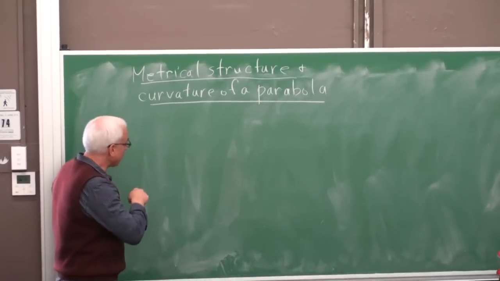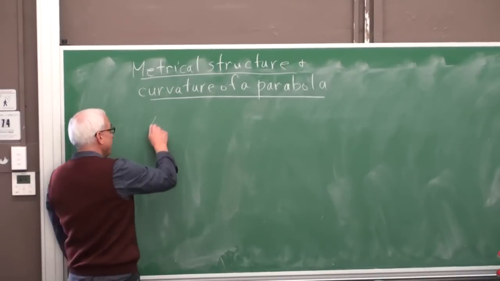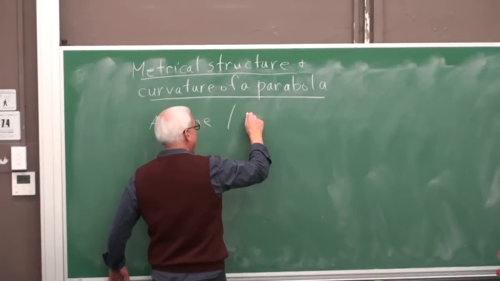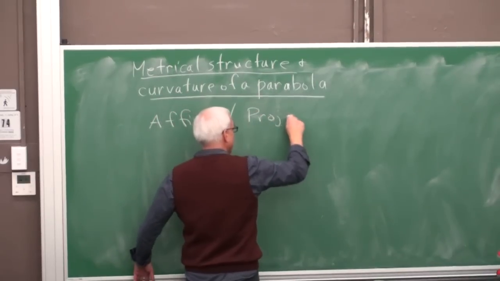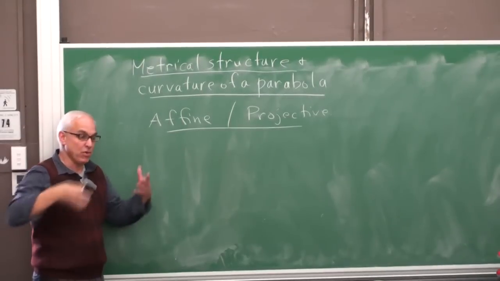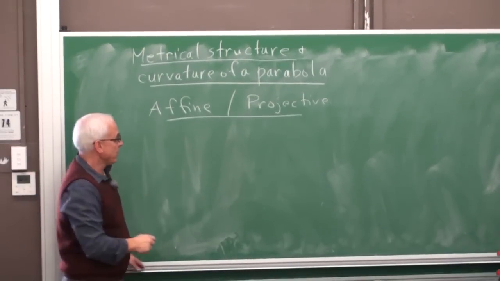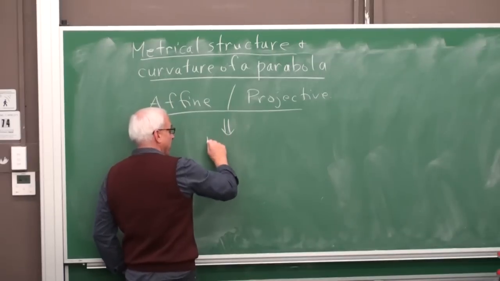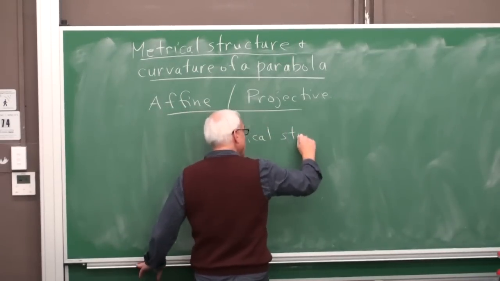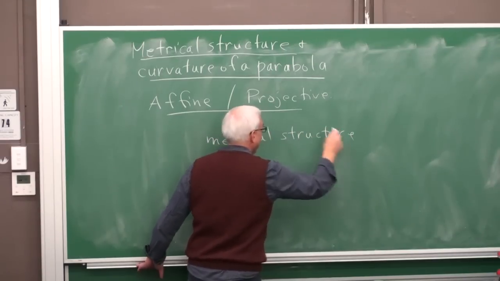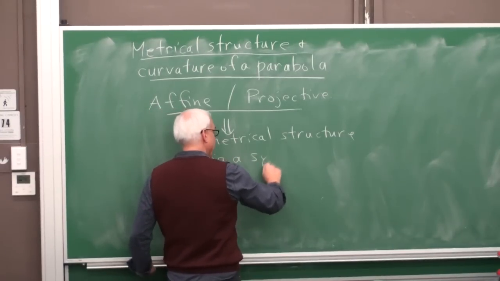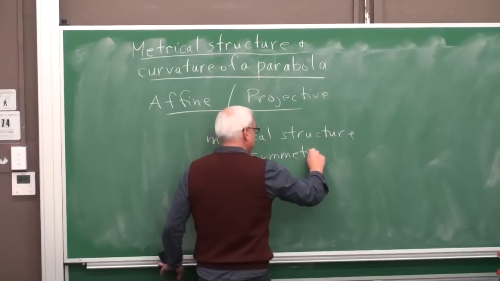Okay, so when we talk about metrical structure in geometry, it's useful to separate in our minds these two cases of affine versus projective geometries. Both of them can be imbued with metrical structure. So the metrical structure is something that you add to both of them, and it's usually done in a parallel form for both of them. It's usually via a symmetric matrix.